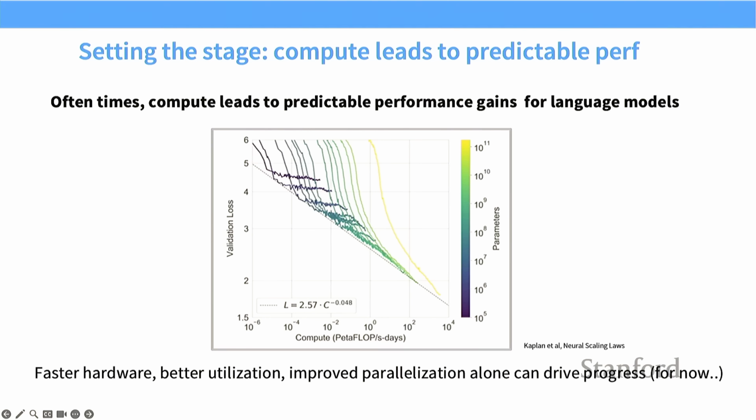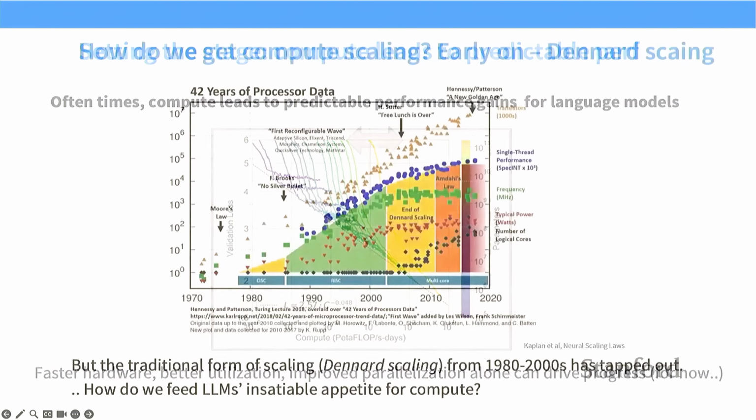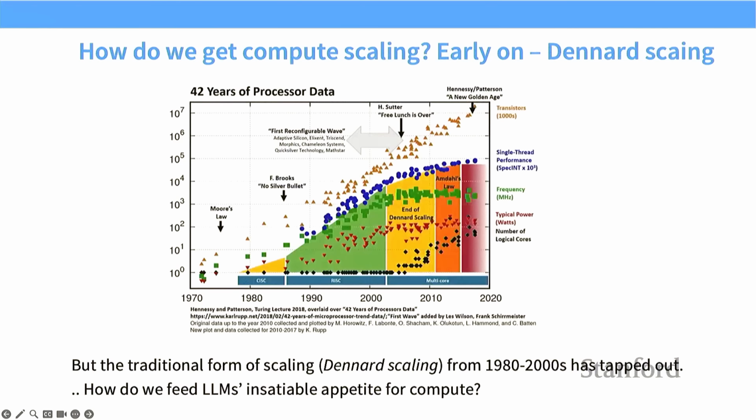So you might think, of course, deep learning is really important, but what's really driven performance is faster hardware, better utilization, improved parallelization, right? So that's kind of setting the stage for why hardware is important to understand. And of course, once you think about compute scaling, you ask, okay, how do we get compute scaling? How do we get our models to train faster?